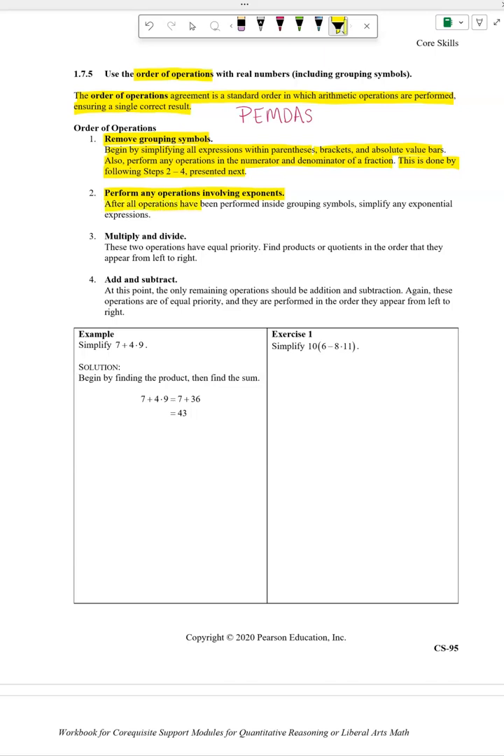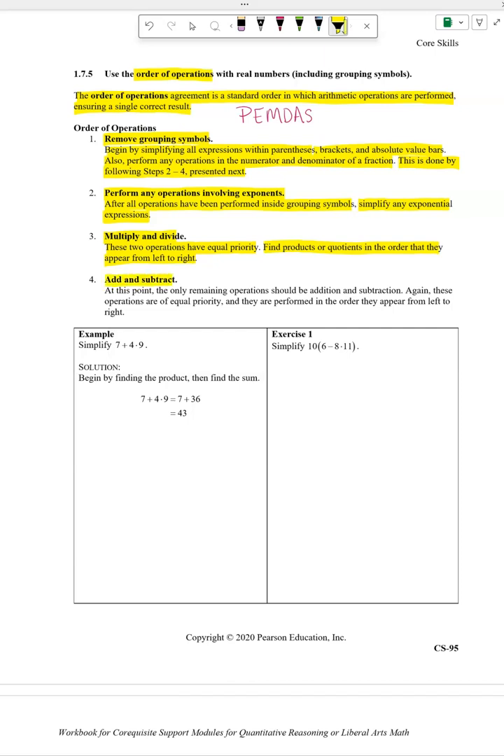Perform any operation involving exponents. After all operations have been performed inside grouping symbols, simplify any exponential expressions, right? So take care of your parentheses, then do your exponents. Next, multiply and divide. These two operations have equal priority, so they come at the same time, right? Find products or quotients in the order that they appear, left to right. Always left to right is the way you work, right? It's kind of like how we read as English speakers.